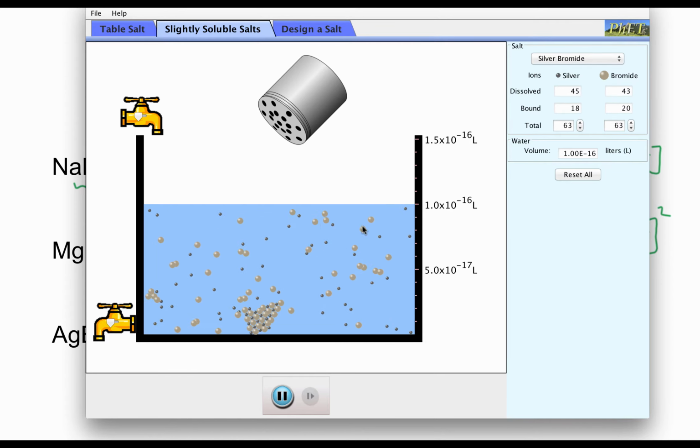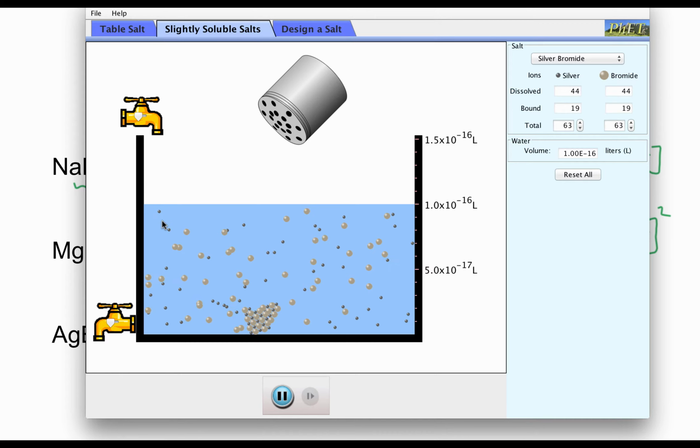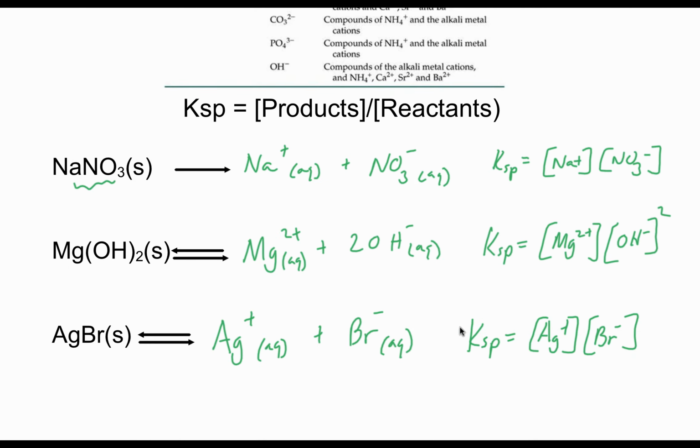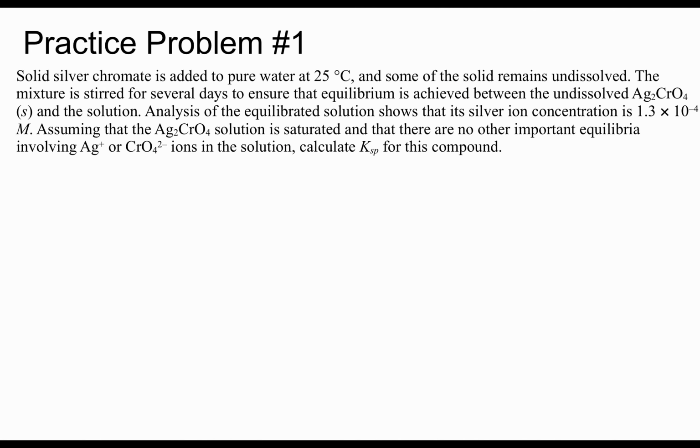So KSP really looks at the product of the soluble ions in a particular solution. And so you can tell that the magnitude of the size of this value tells us a great deal about the extent of the solubility. Just like all chemistry, we're going to want to solve some practice problems dealing with solubility. So let's look at this one.